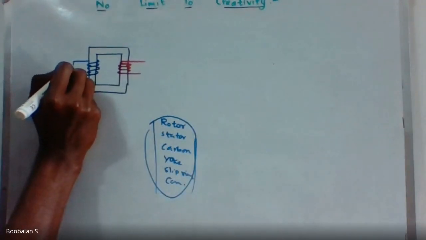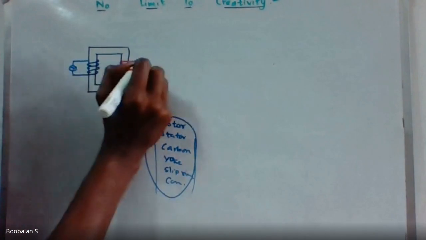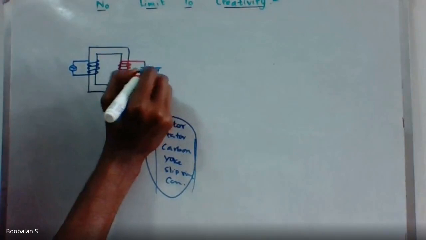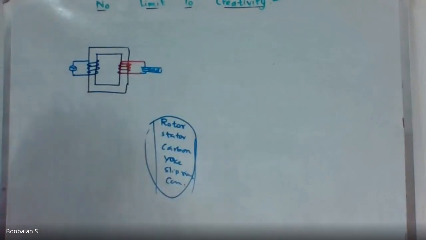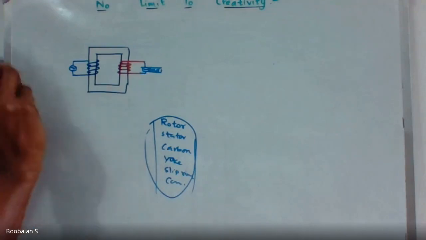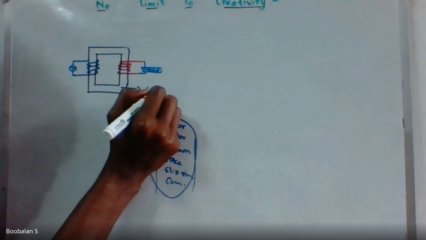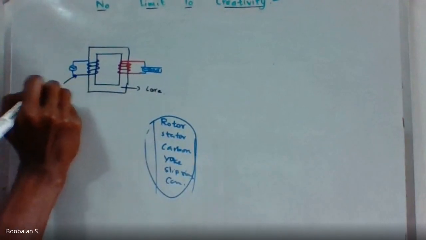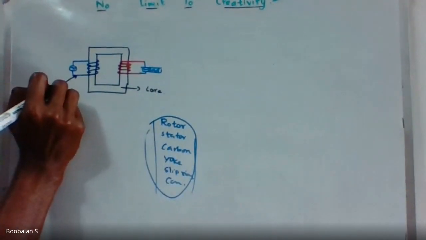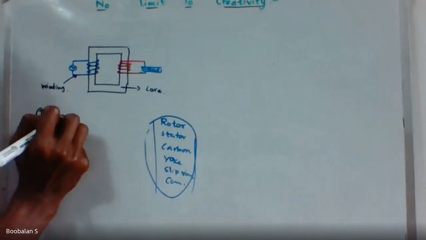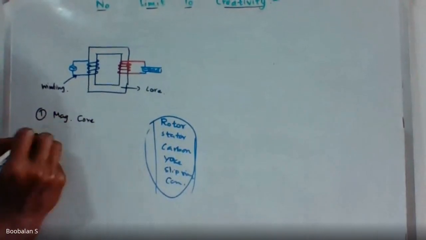So here I'm giving an AC power supply as an input. Now I'm getting an output over here, which I'm going to connect to the electrical load. What are the major parts involved in a transformer? There is the magnetic core and this is my winding. So these are the major parts, right? One is the magnetic core, and the other is the winding.